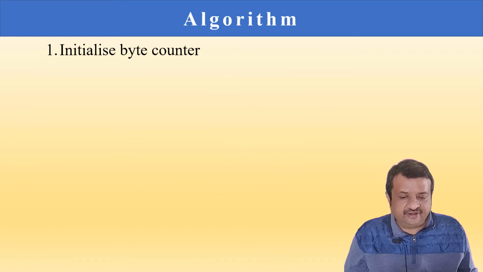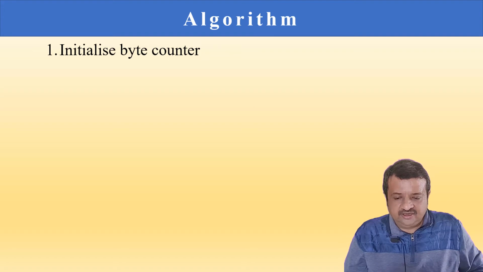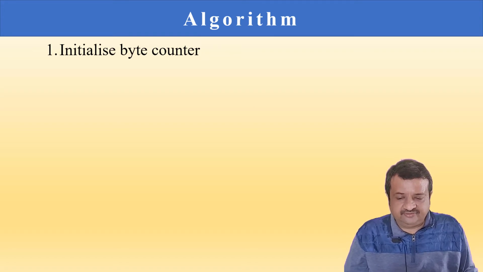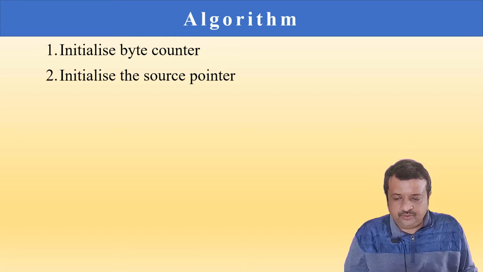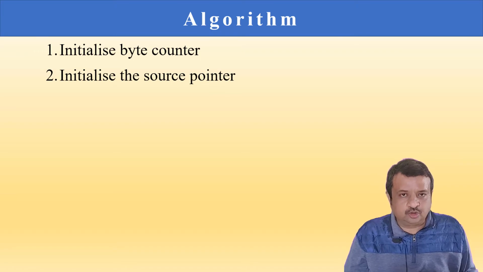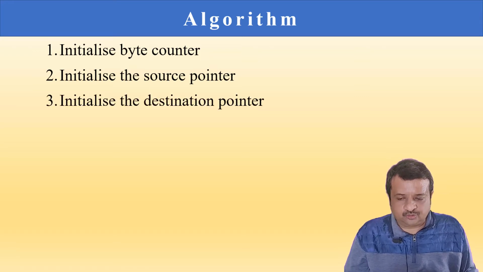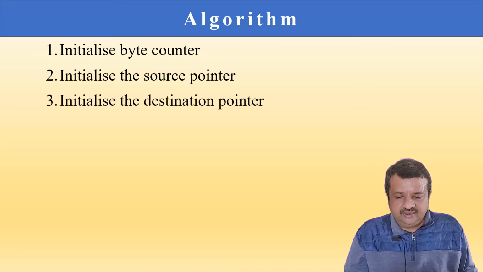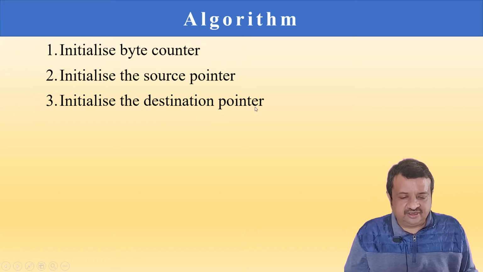So first of all, we will develop the algorithm for this program. Initialize byte counter, that is the first job we have to do. Then initialize the source pointer. An address to the source data has to be initialized. So that is initialize the source pointer. Then initialize the destination pointer. So we initialize where we want to write down our data.